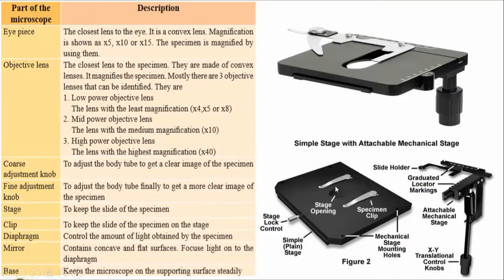So in order to keep this glass slide steadily on the stage, or else it will move, right? So for that purpose, we use the specimen clip. So you can clip the glass slide on the stage. All right. In that way, you can easily use the objective lenses and observe the specimen.